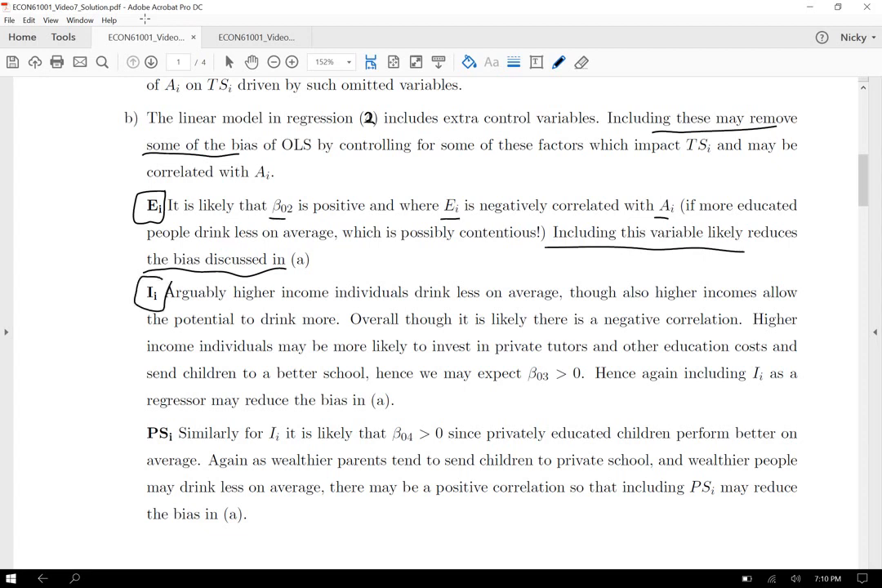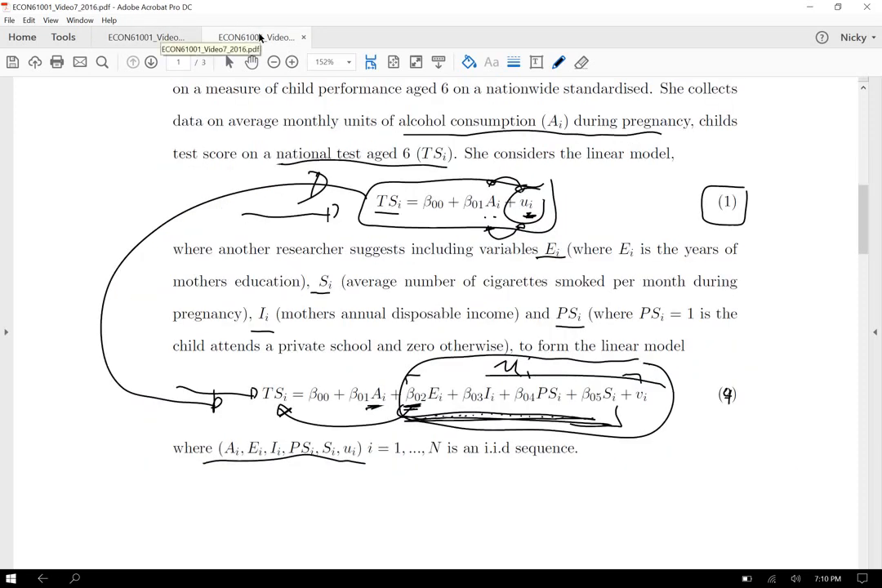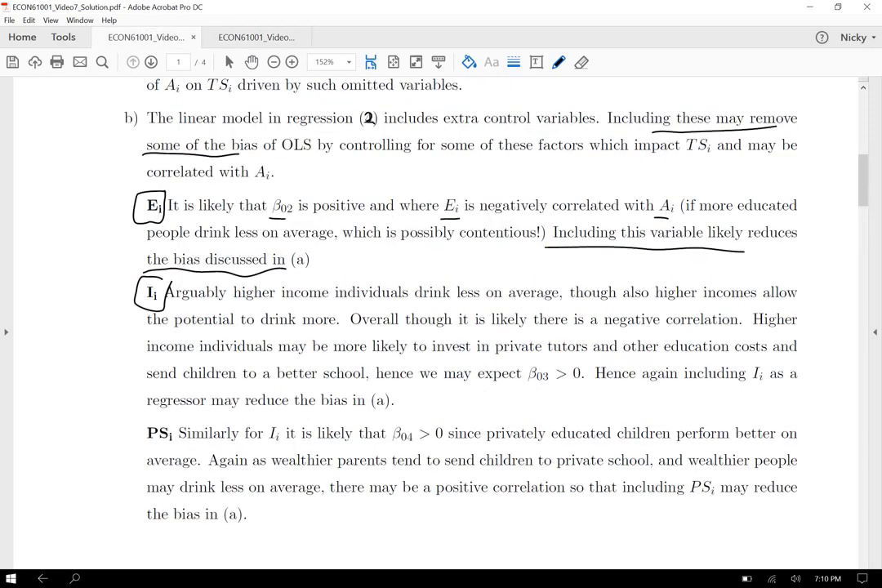Okay, so parental income. Well, there's two things here. What we're looking at is what's likely to be the effect of income on test scores, beta 03, and what's the correlation between income and ability. Well, you could argue that higher income individuals on average drink less, but of course, higher incomes also allow the potential to drink more. So it isn't necessarily clear, but it's likely that there's going to be a negative correlation.